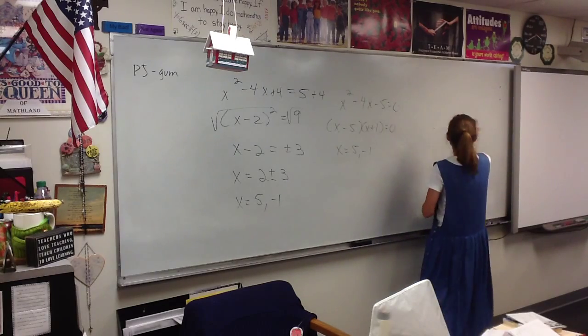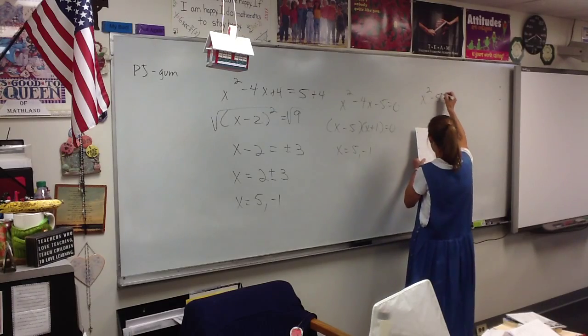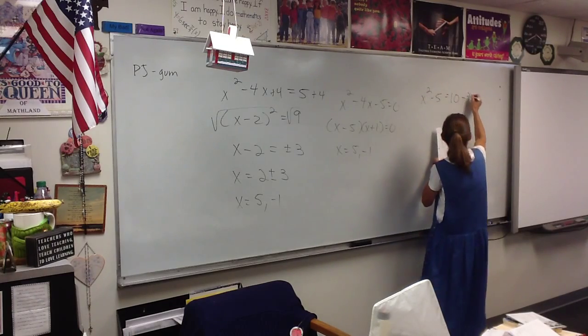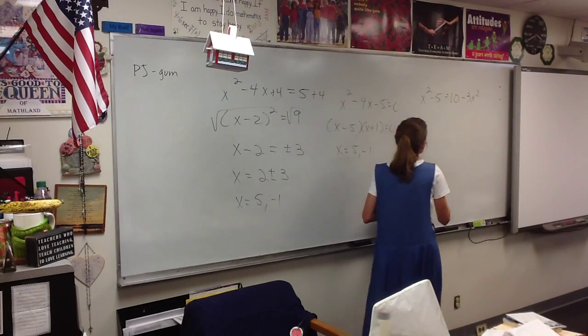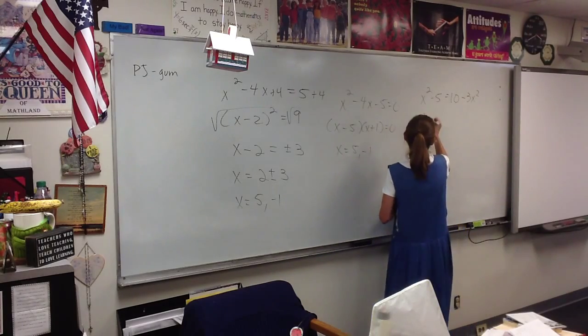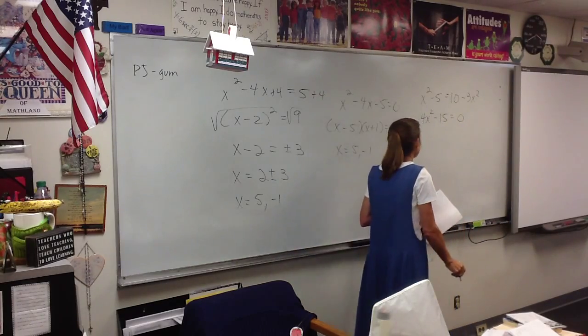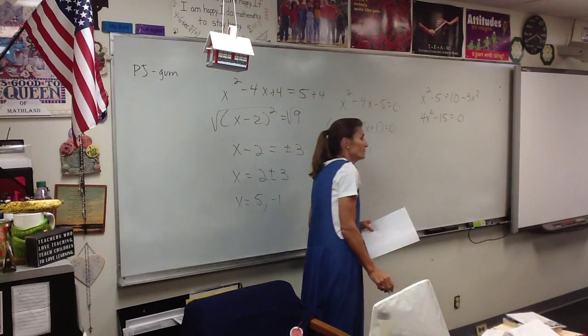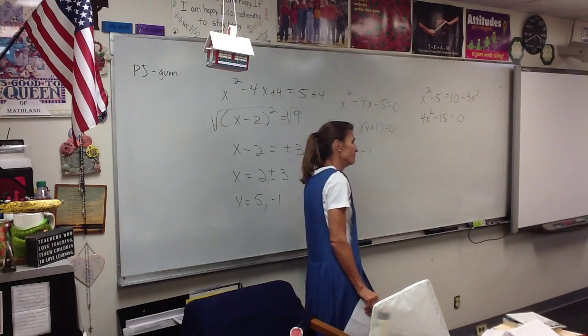What's your thought on that? I would set it equal to 0. You got stuff on both sides. Let's get it set equal to 0. So we have 4x squared minus 15 equals 0. Is that right? Jennifer, you got any thoughts on that? What we might do next?